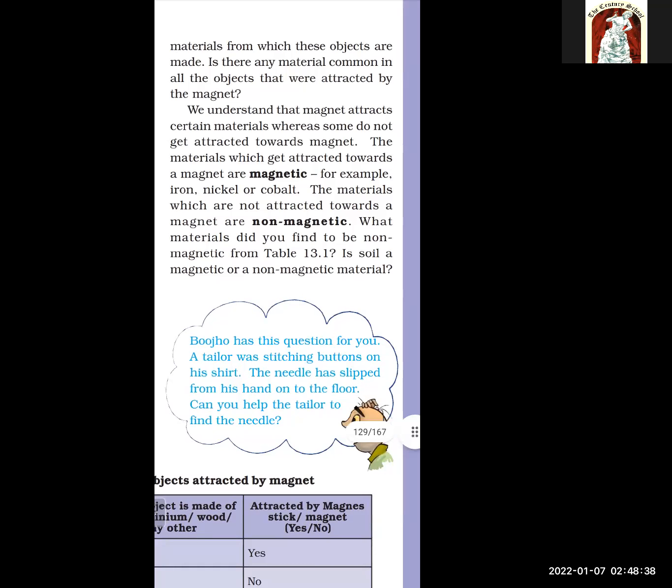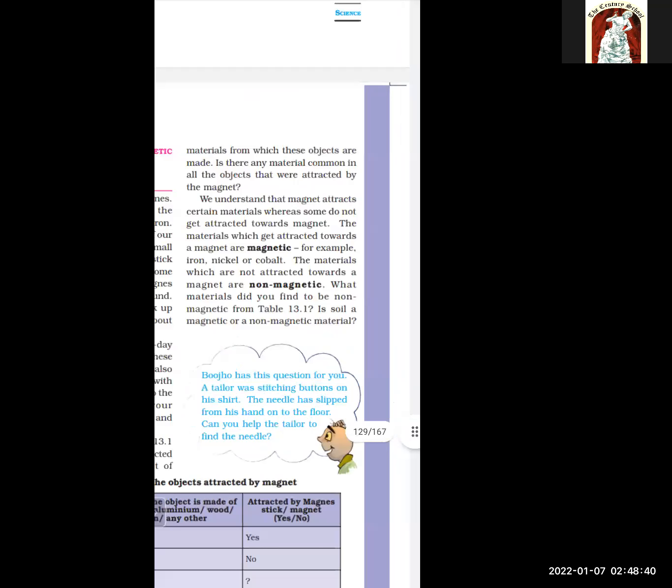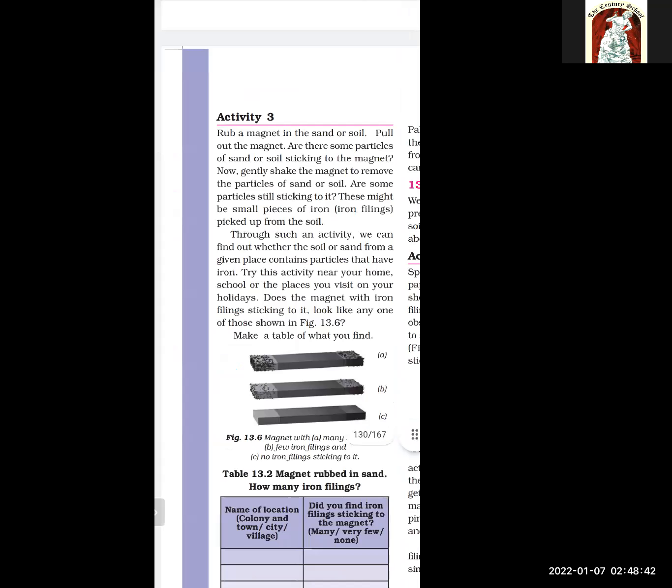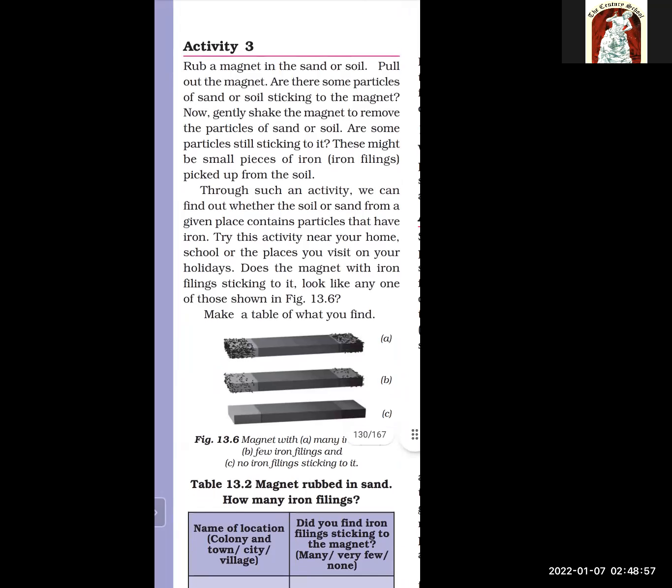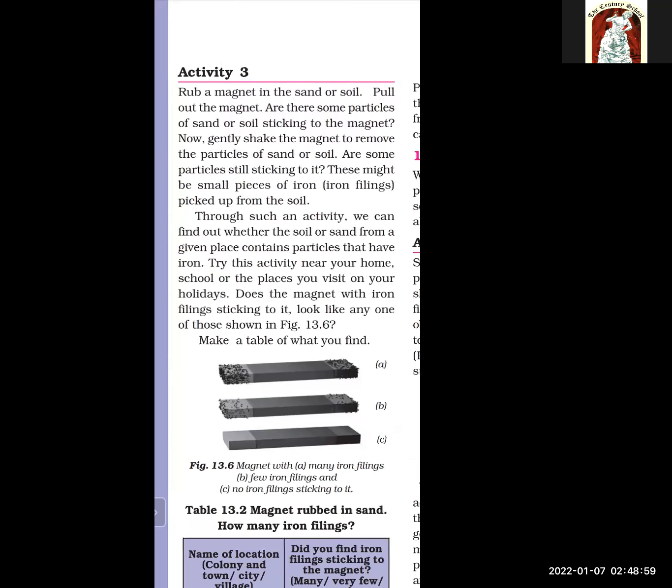Next is activity 3. Rub a magnet in the sand or soil. Firstly, we will take a bar magnet and then we will rub this magnet in the sand. If sand is not available, we can rub this magnet in the soil.